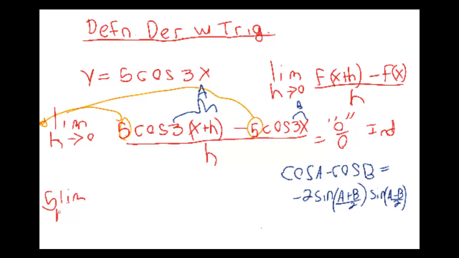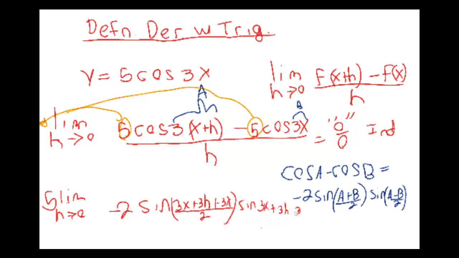limit as h approaches 0 of negative 2 sine of a, which was 3x plus 3h, plus b, which is 3x, all over 2, times sine of the difference of those two things. So 3x plus 3h minus 3x all over 2. And all that's still over h.